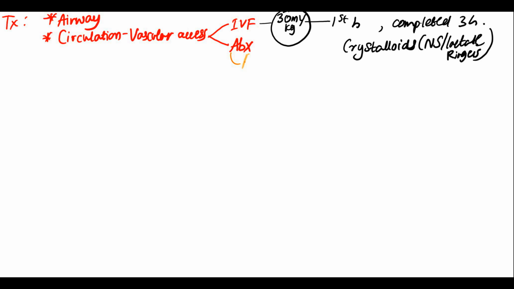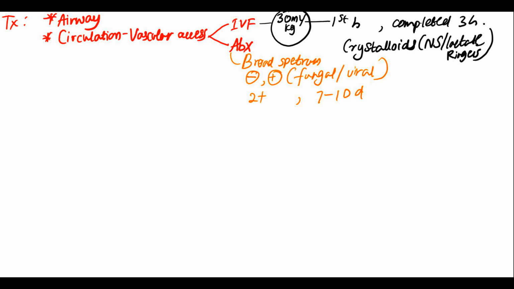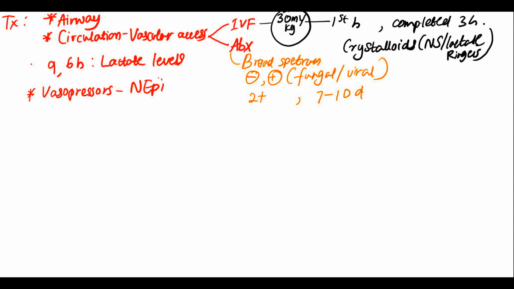Speaking of the antibiotics, broad spectrum antibiotics must be used. It means to cover gram-negative, gram-positive, and if suspected, fungal or even viral. You must use at least 2 antibiotics for at least 7 to 10 days. One more step in the management is drawing labs every 6 hours to look at the lactate levels. If administering fluids is not increasing the blood pressure, vasopressors might have to be used. We can use norepinephrine, but if not responsive, we can use glucocorticoids, inotropes, or even blood transfusions.